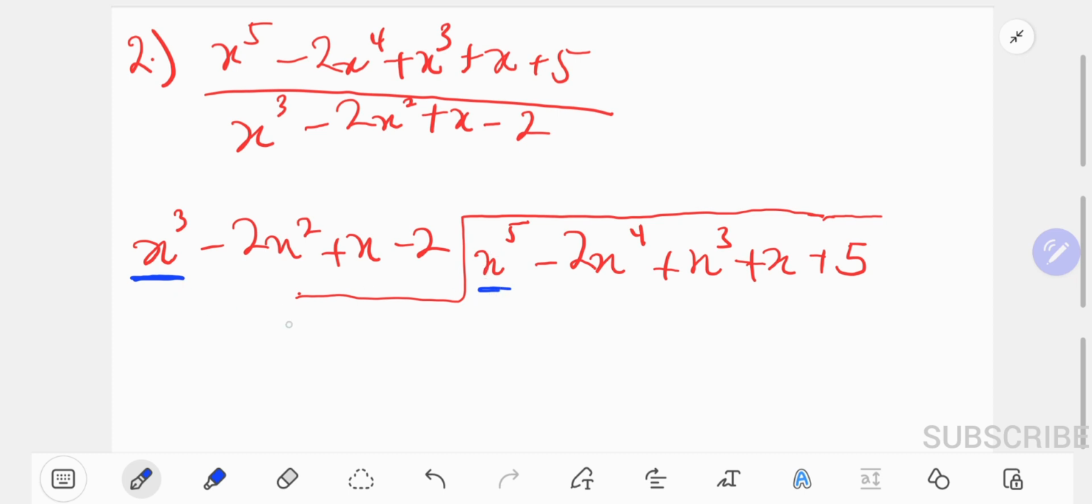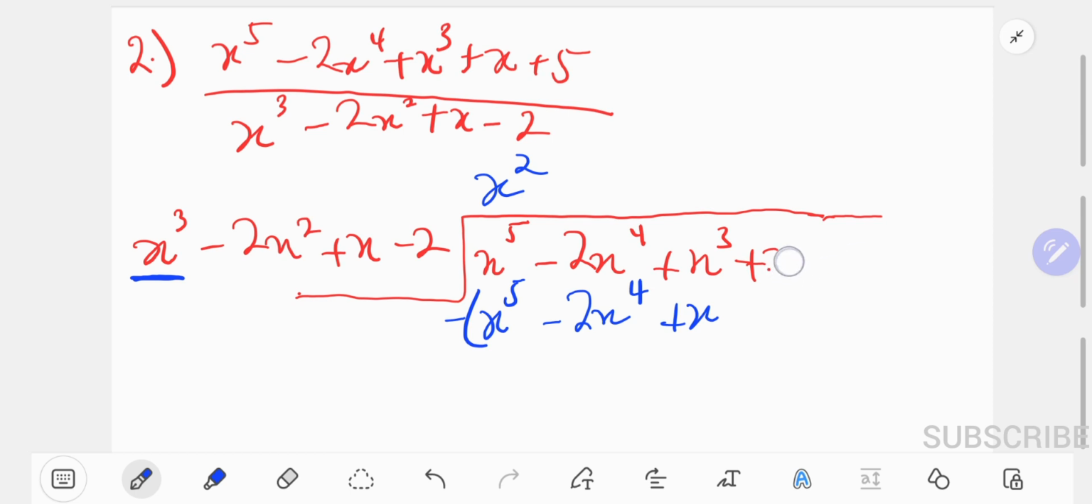So x power 5 divided by x cubed gives us an x squared. So we multiply this x squared with the whole of that. Okay, so x squared times x cubed gives us an x power 5. X squared times minus 2x squared gives us minus 2x power 4. X squared times x gives us plus x cubed. X squared times minus 2x. Alright, I think I made a small mistake over here.